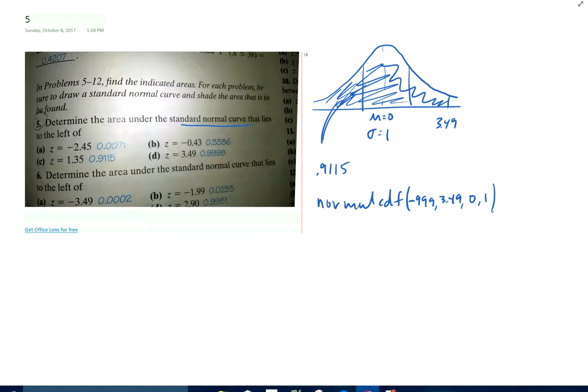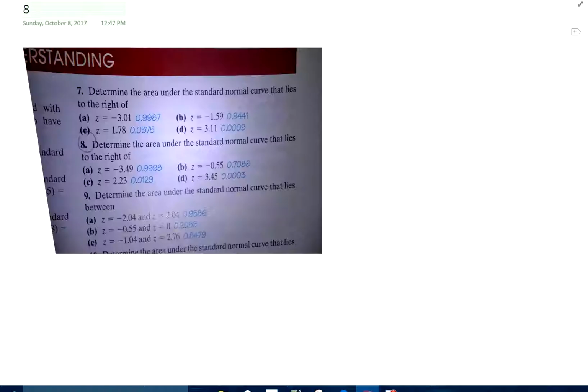And if I do that, let's see if that gives me the answer that they've got in here. And this gives me 0.9998. Yep, that's what they got. Alright, so there we go for these guys. That's good, number 8.